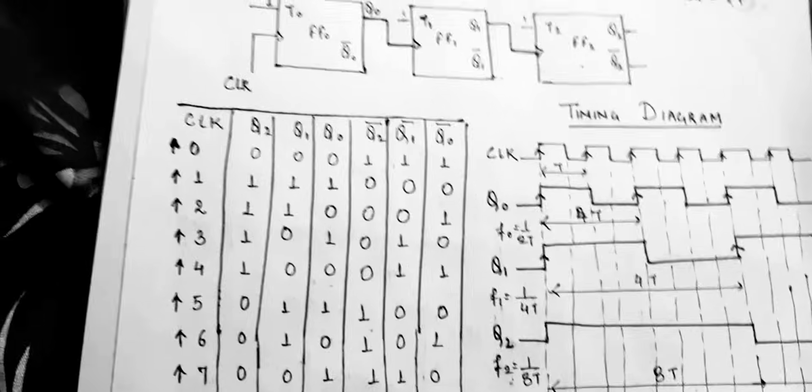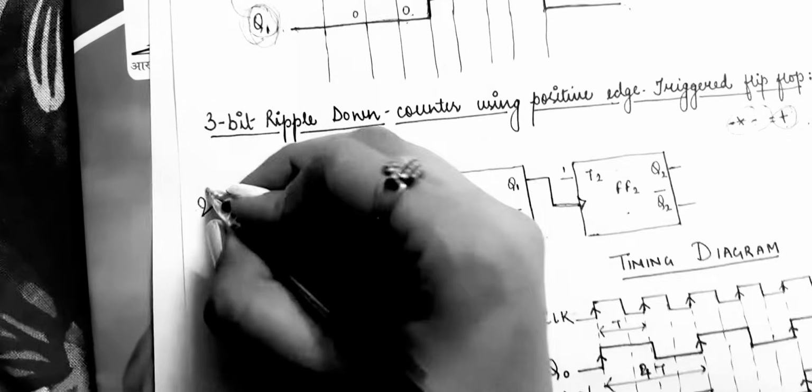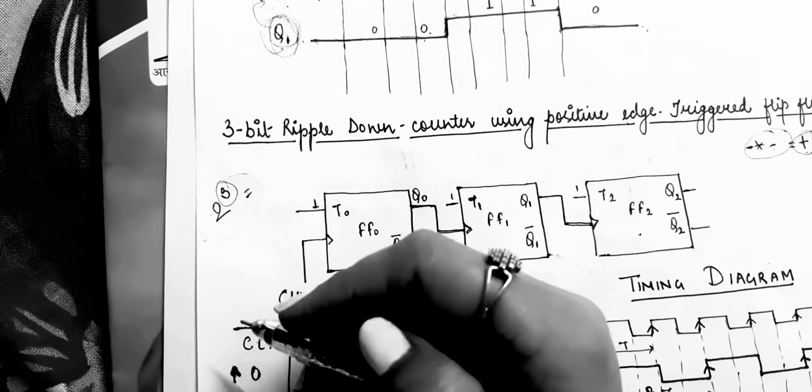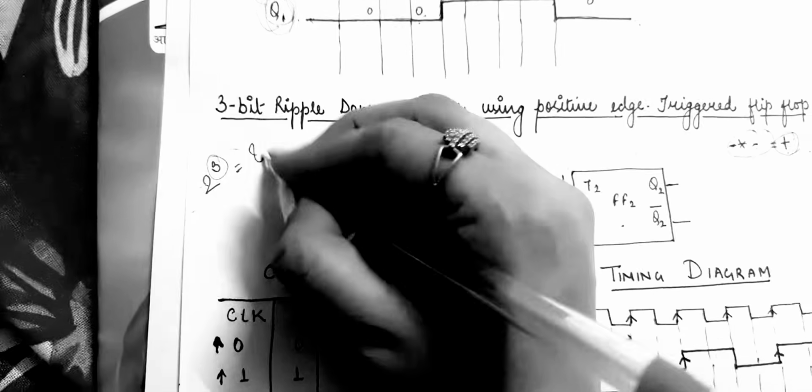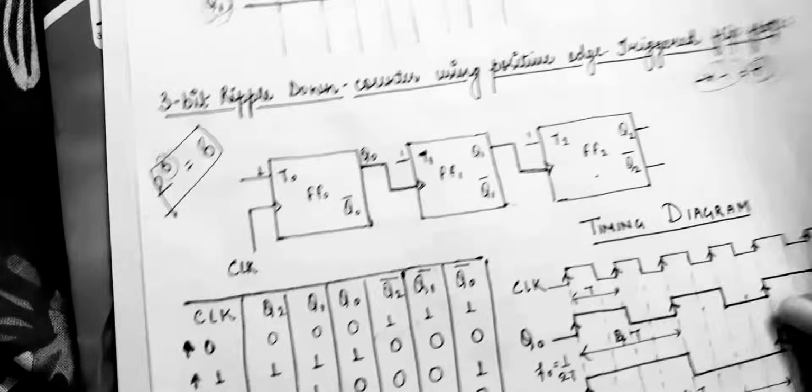Now coming on to the truth table. We have used 3 flip-flops, so how many possible outcomes will there be? 8 possible outcomes will be there. So we will draw the truth table for the 8 possible outcomes. See, I am drawing it for your convenience. Suppose this is your clock, Q2, Q1, Q0, Q2 bar, Q1 bar and Q0 bar.